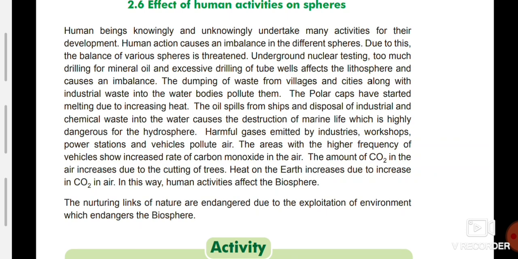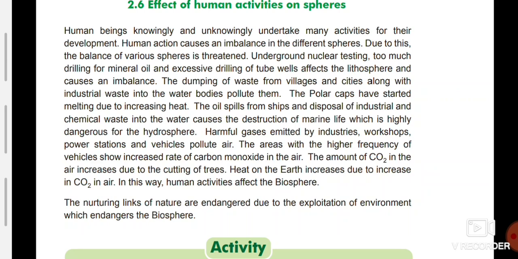Heat on the earth increases due to increase of CO2 in air. In this way, human activities affect the biosphere. हम डायरेक्टली या इनडायरेक्टली कोई भी एक्टिविटी अगर कर रहे हैं तो उससे बायोस्फीयर डैमेज हो रहा है. There creates an imbalance in the biosphere.